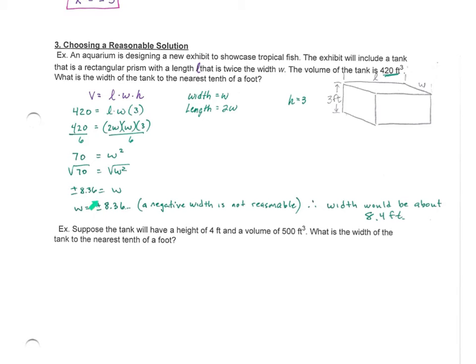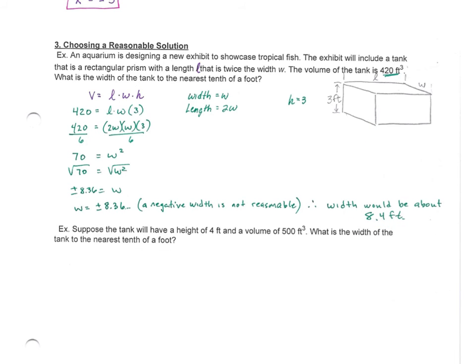I have a positive or negative, right? And it did say reasonable, and it's not reasonable to have a negative width, we don't have negative width, so that's not going to be reasonable. So my answer is going to have to be the positive version. So my width would be about 3.4 feet, and I rounded it to 3.4 feet because it said to the nearest tenth of a foot, and the tenth is the first decimal place.